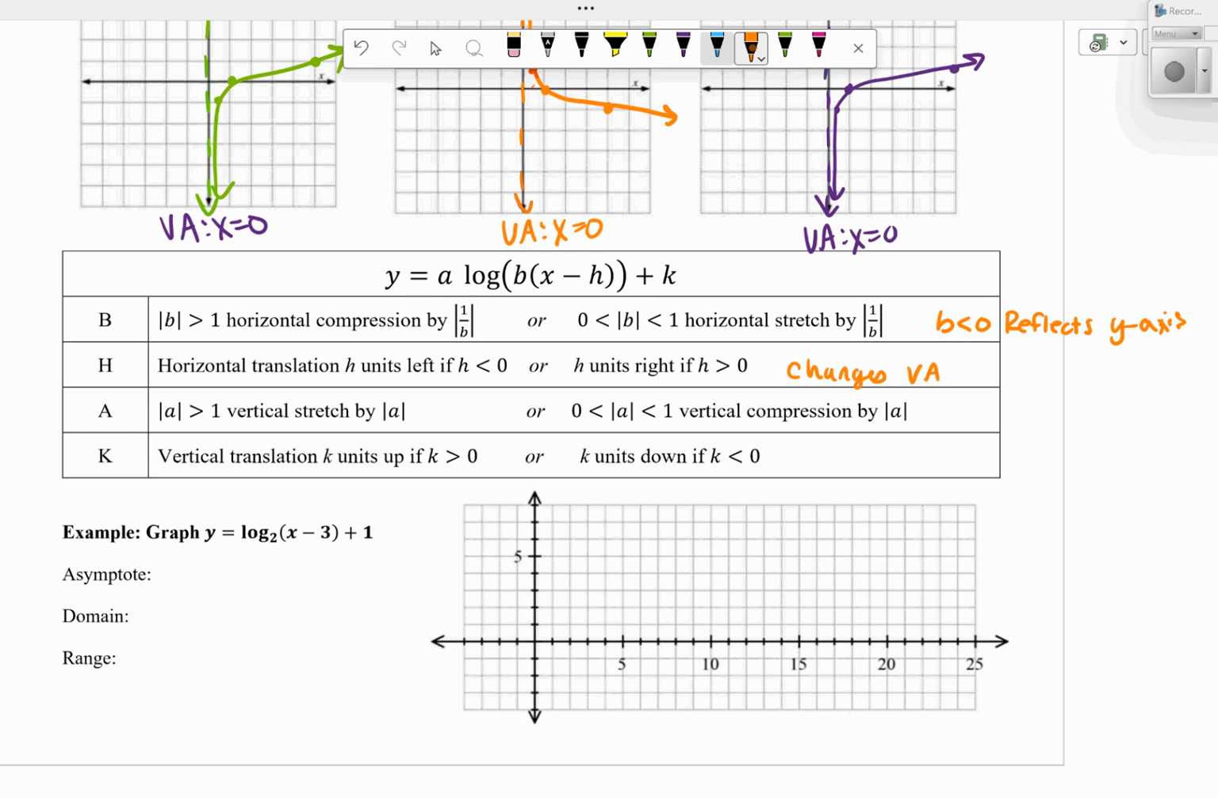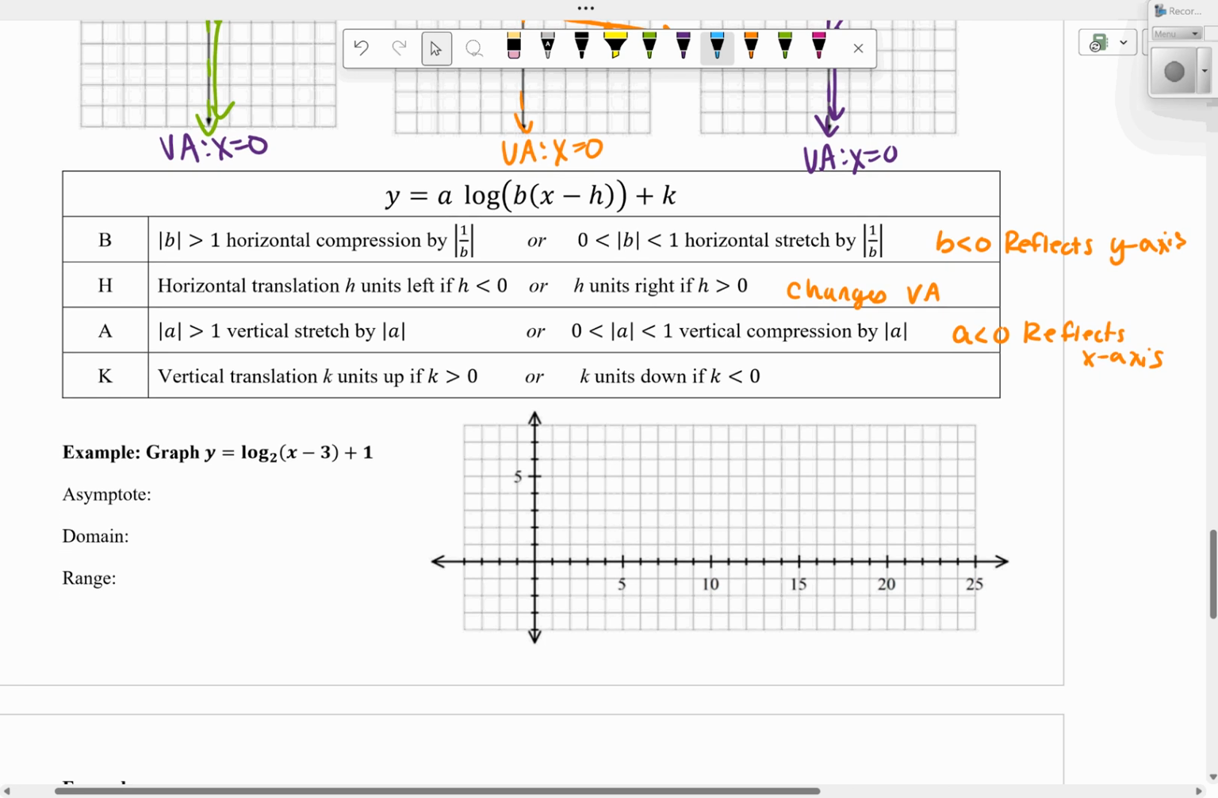And then if your a value is bigger than 1, vertical stretch by absolute value of a. If it's in between 0 and 1, vertical compression. If k is positive, it moves up. If k is negative, it moves down. And then of course over here, if a is less than 0, this reflects across the x-axis. So add those in.